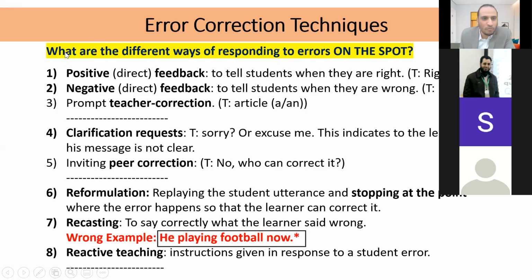So which one of these techniques do we often use? Tell me, write the number in the chat box, please. Which one do you often use? Because from now on, I want all of you to use a variety of error correction techniques if you're correcting on the spot. This will make the difference, of course. Mr. Khalid is using a variety of them. Good. You pick and choose.